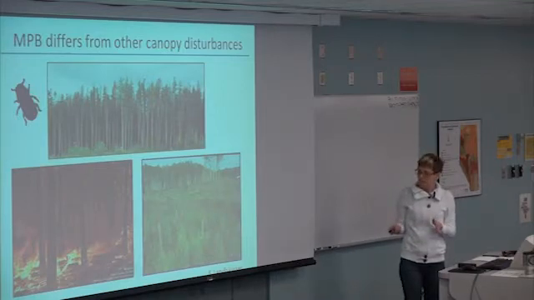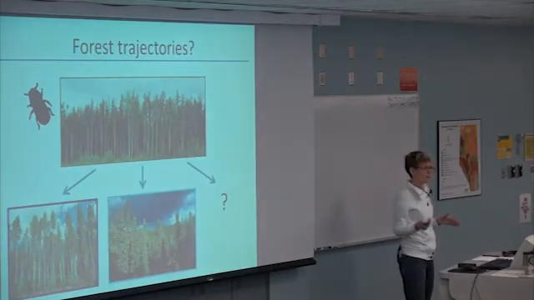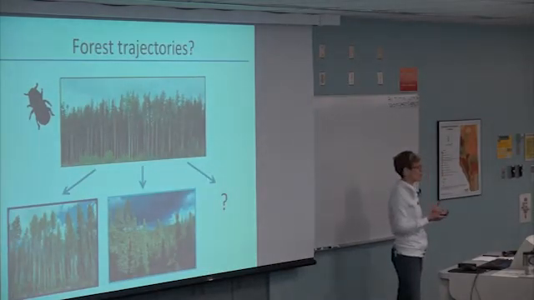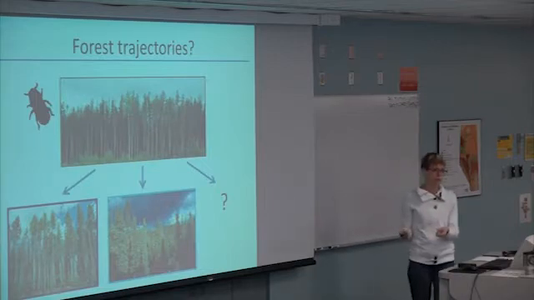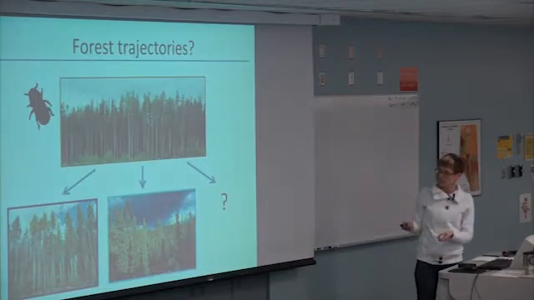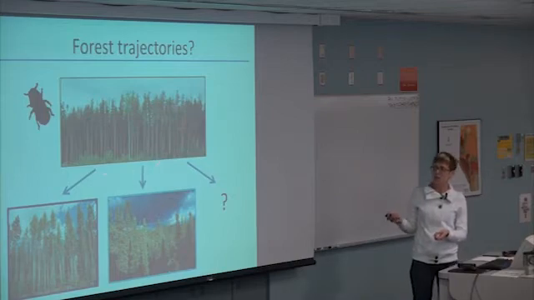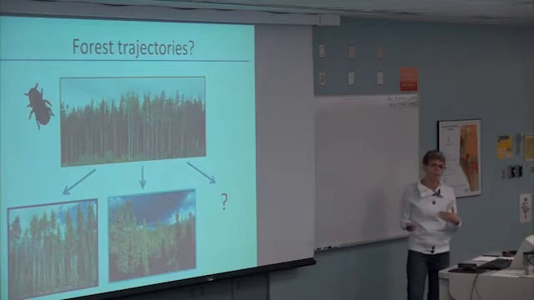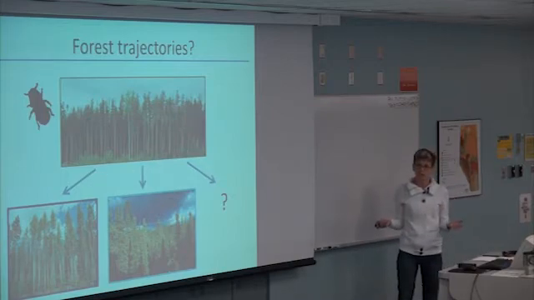So what this means is that we might not be able to use these other disturbances to predict what's going to happen to the forest following mountain pine beetle. So when we're trying to figure out the trajectory of this forest after it's been killed by mountain pine beetle, we're not really sure what's going to happen.